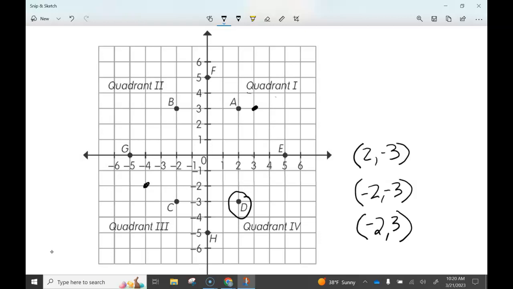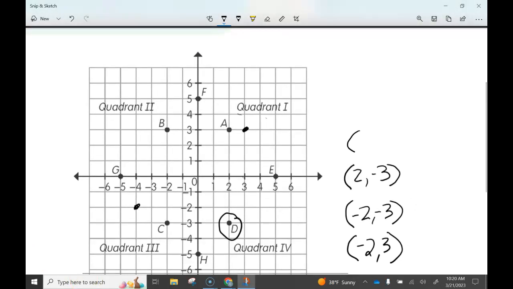Now, let's take a look at letter E. That's a little bit different, right? We see what number it aligns with on my x-axis. You can see that is +5 on my x. And what number does it align with on my y-axis? It does not go either up or down, so that would be 0 on my y-axis. So E is (5, 0).